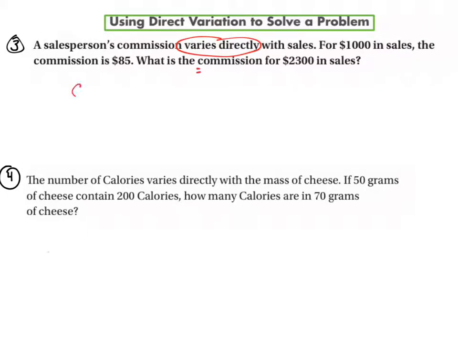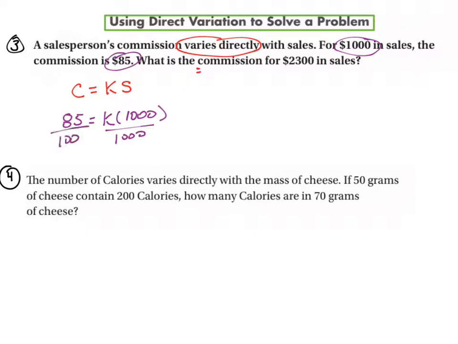So let's let commission be C. It's going to equal the constant of variation, whatever the rate is here, times sales. So for this problem, we know for $1,000 in sales, we get a commission of $85. So this is going to help us find K. So we're going to have 85 equals K times 1,000. The goal here is now to solve for K, so we'll divide by 1,000. And in this case, we're going to get our constant of variation to be equal to 0.085.